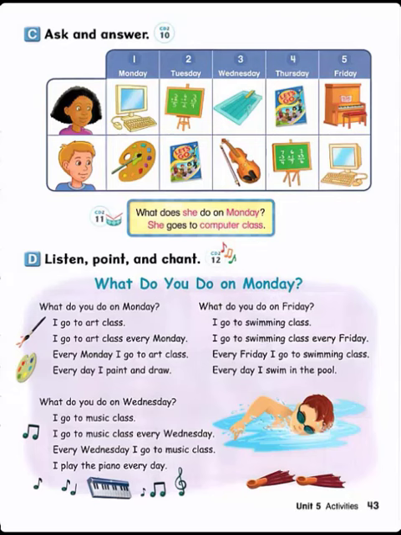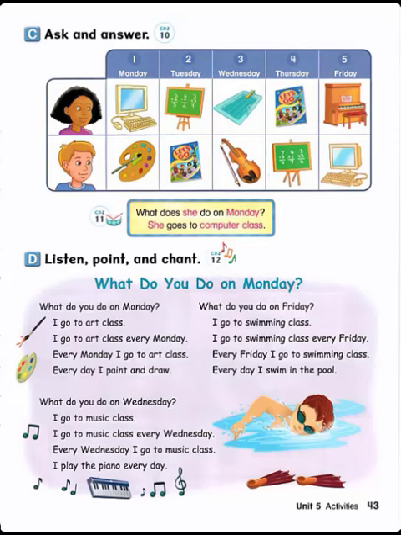Page 43. D. Listen, point, and chant. What do you do on Monday? I go to art class. I go to art class every Monday. Every Monday, I go to art class. Every day, I paint and draw.